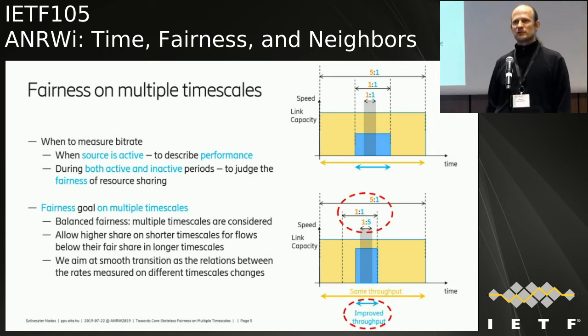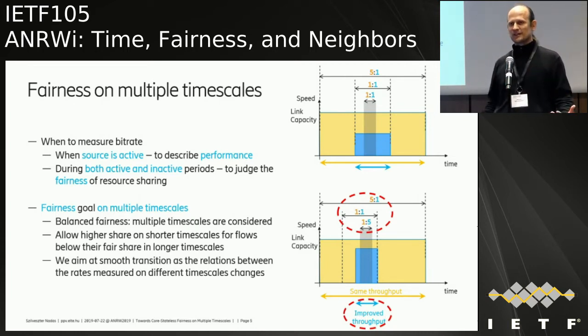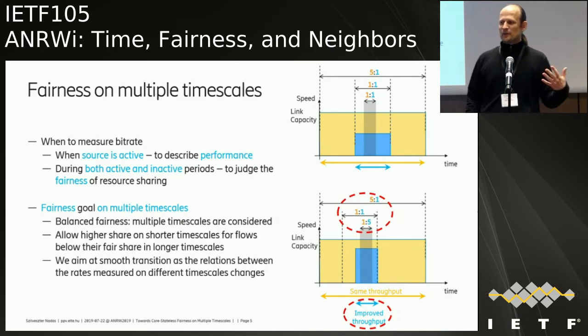So when do we measure bitrate? We can measure bitrate only when the source is active, to describe, for example, the performance of the source. But we can also measure bitrate during both active and inactive periods to judge fairness of resource sharing. So a fairness goal on multiple timescales can be to balance the bitrate measurements among these multiple timescales, and for example, to allow a higher share on shorter timescales for flows below their fair share on longer timescales. So there's an example there.